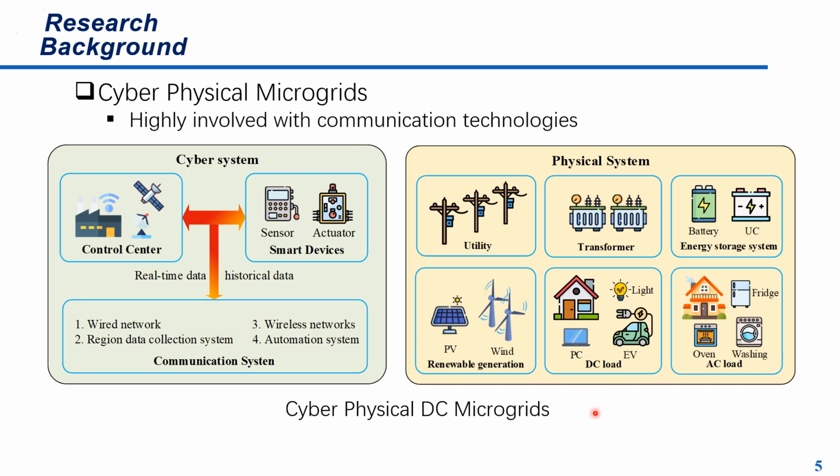With the development of communication technologies, the microgrid is nowadays turning into a cyber-physical microgrid. It consists of 2 parts, cyber system and physical system. And importantly, in the cyber system, the data are transmitted between controller and smart devices through wired and wireless networks with different communication standards and protocols.